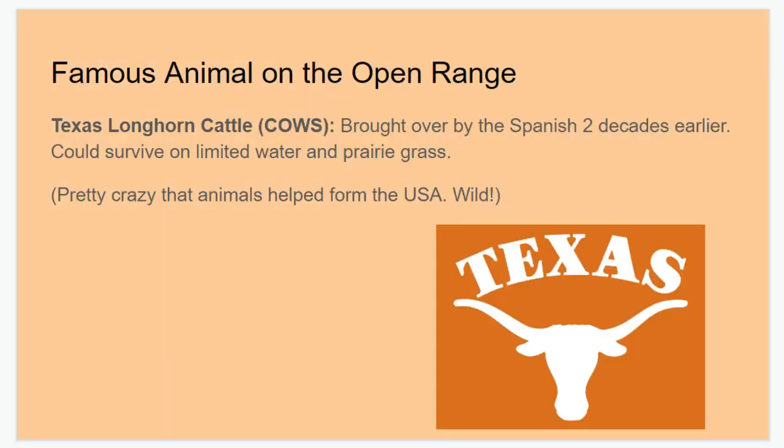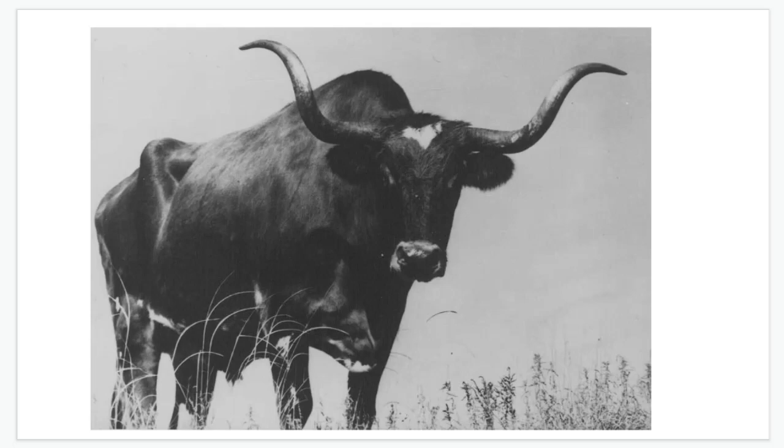A famous animal on the open range was the Texas Longhorn cattle, and these are cows. They were brought over by the Spanish 2 decades earlier, and they could survive on limited water and just prairie grass. Pretty crazy that animals helped form the United States, and you see the Texas Longhorn from the University of Texas. Here's some images of the actual longhorns.